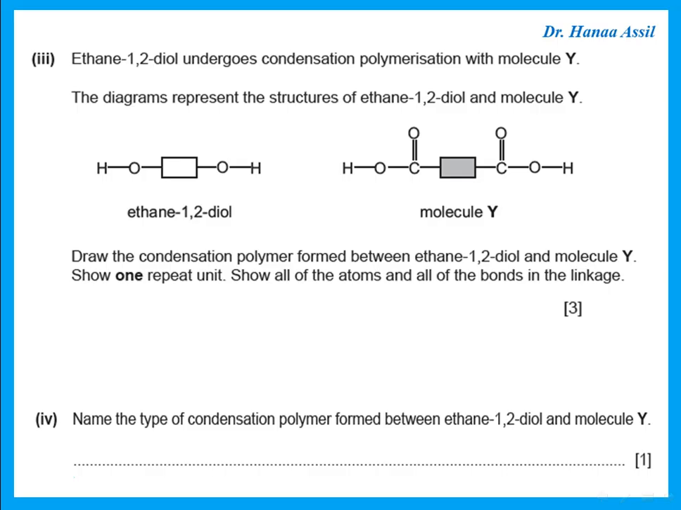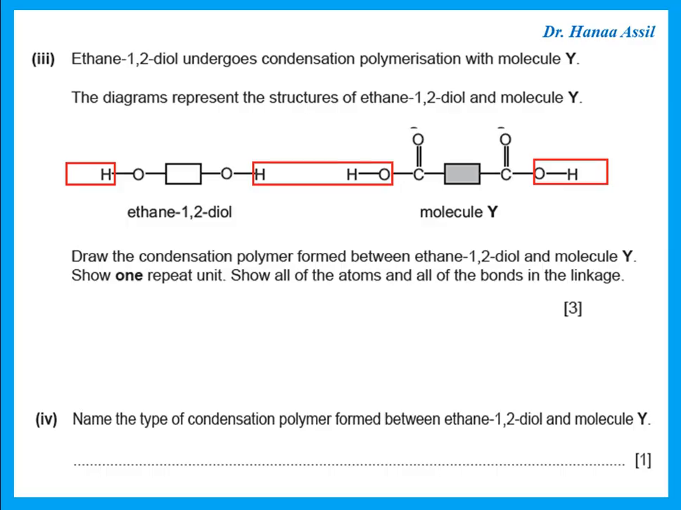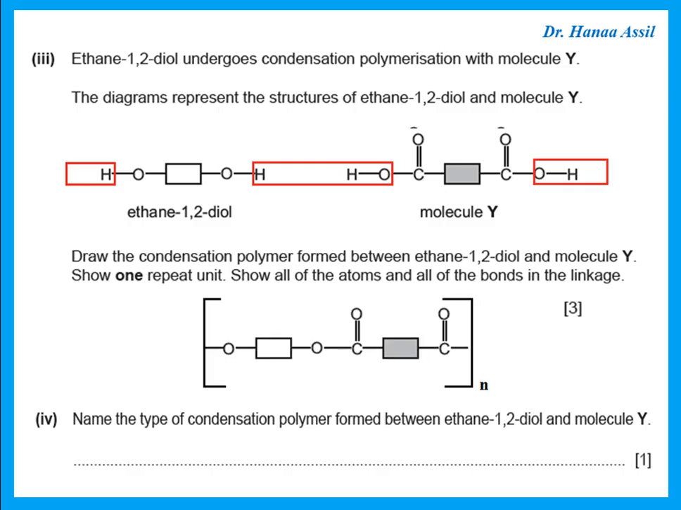How do we draw condensation polymers? We remove OH from the acid, H from the alcohol. And then I'm going to remove H on the left also because I'm going to join it to another acid on the other end. I'm going to remove the OH on the right because I'm going to join it to another molecule on the right. And that means my polymer will look something like this.